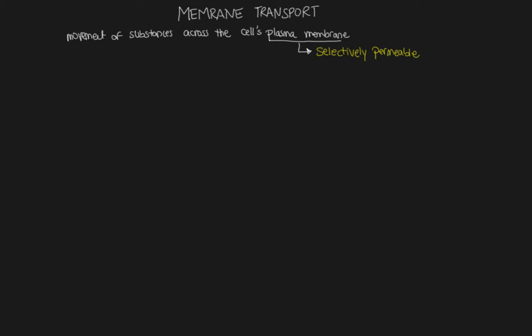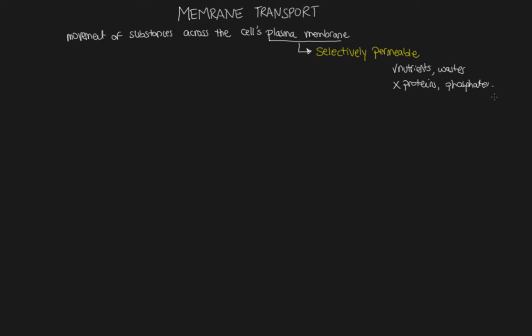So this video will examine the different types of transport mechanisms that can occur across the cell's plasma membrane. And the cell's plasma membrane is actually what we call selectively permeable. And so it means that it's going to allow some things through, such as nutrients and wastes, but other things cannot pass through, such as proteins or phosphates.